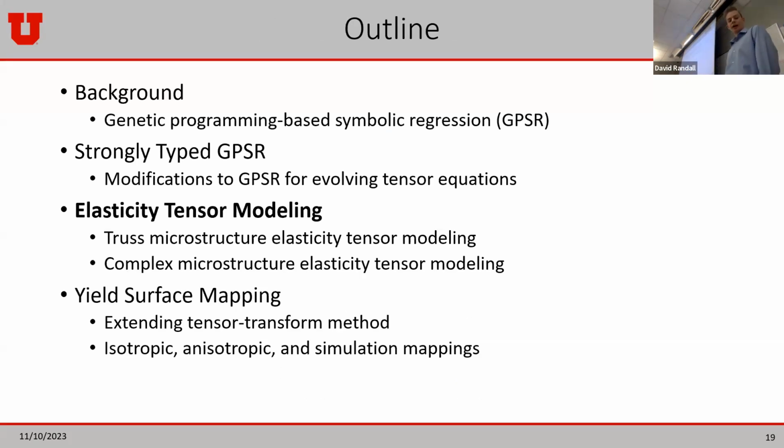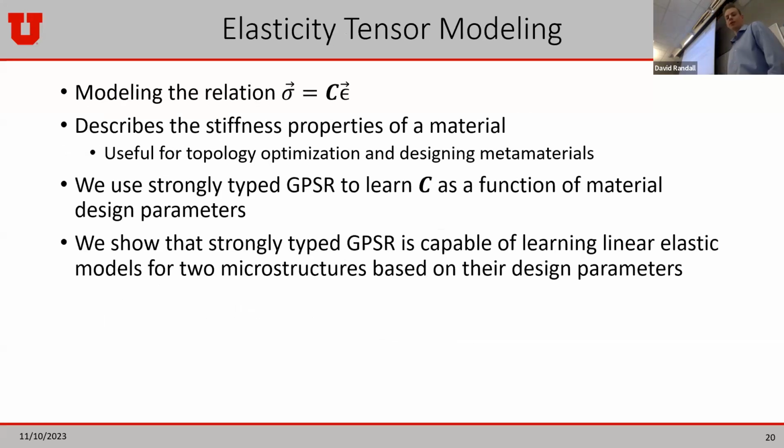So that brings us to our applications for strongly typed GPSR, which are elasticity tensor modeling and yield surface mapping. I'll cover the first of which now. Elasticity tensor modeling is modeling the C tensor shown in the relation here, which describes the stiffness of a material, and it relates how much a material is stretched to how much stress it undergoes.